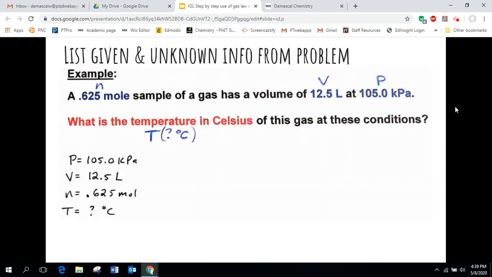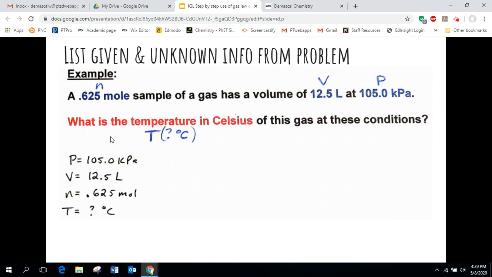So list the given and unknown information. I just go through typically and label everything in my problem. 12.5 liters, that's my V. 105.0 kPa, that's my P for pressure. Here's my mole amount and then my temperature. And it's asking for temperature in Celsius.